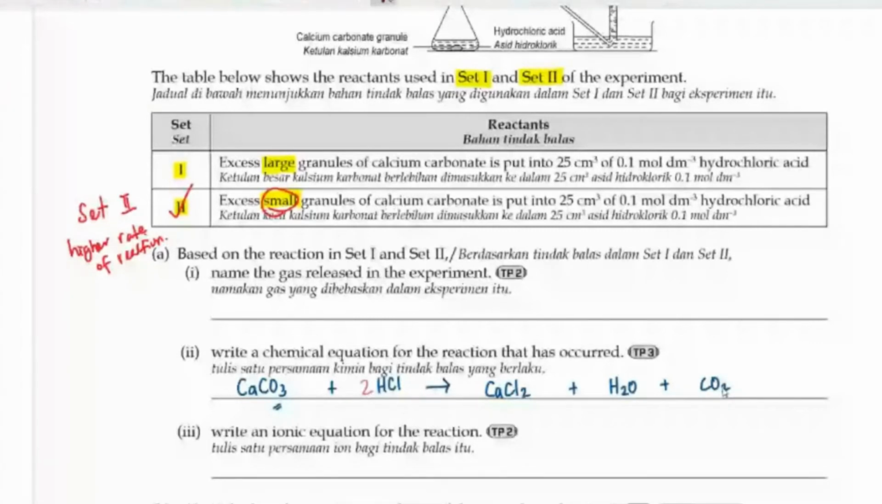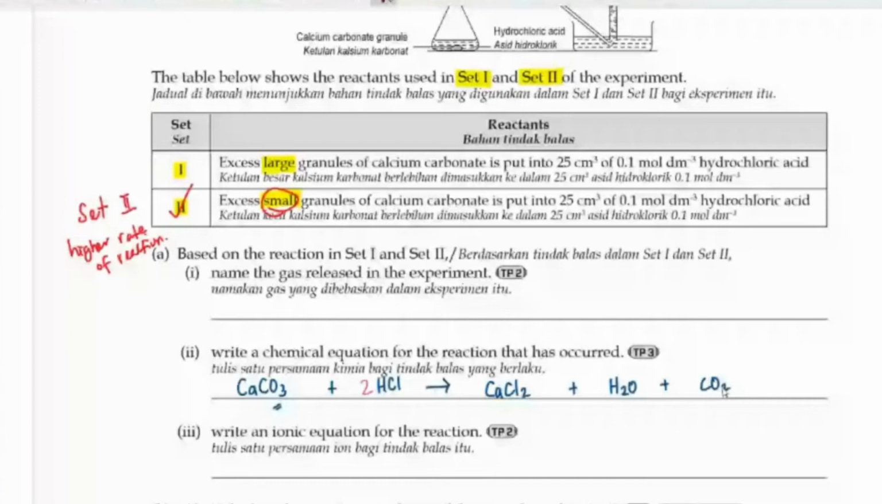Now, what is the gas in this experiment? You must use the name, don't use the formula. If you write the formula, no marks. So the gas will be carbon dioxide, because these two are the salt, this one is the water, and only one is carbon dioxide.